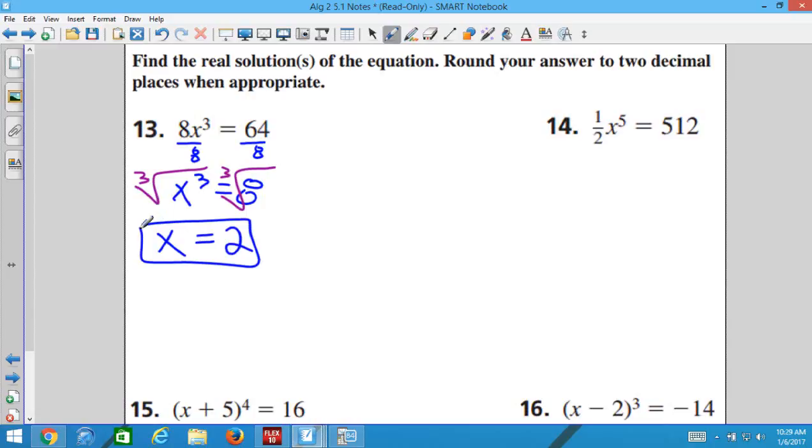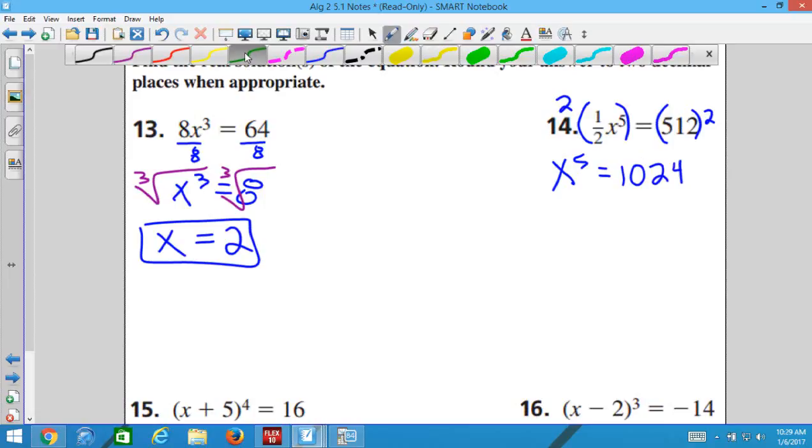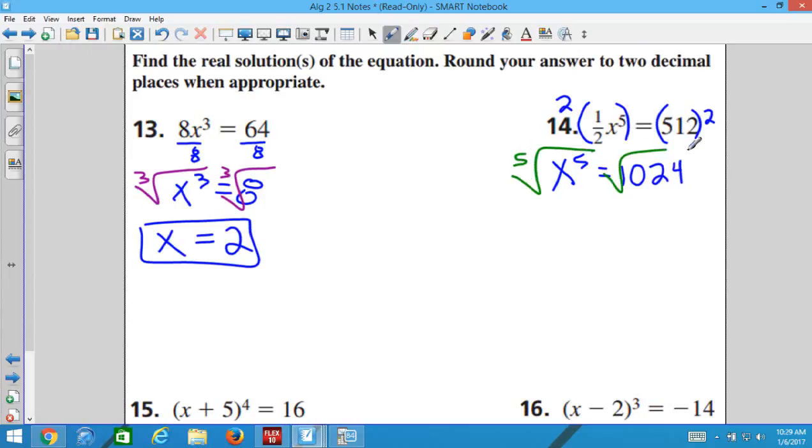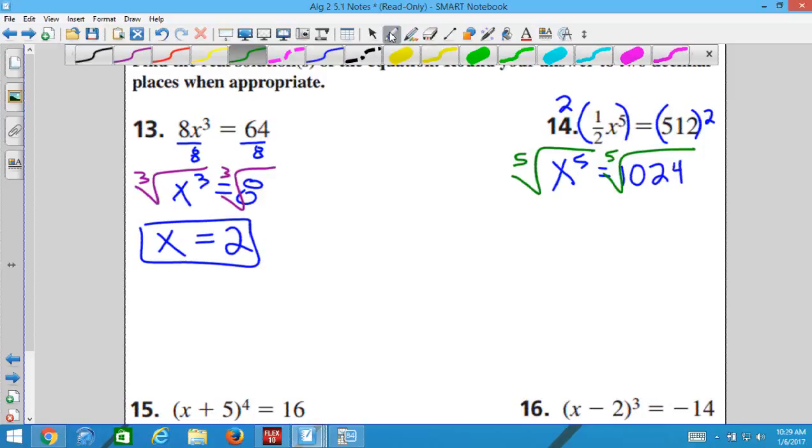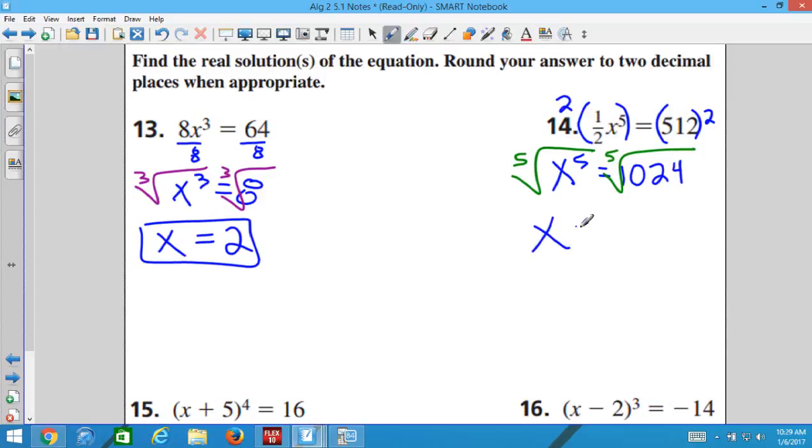For number 14, if there's a fraction, to get rid of that fraction, you multiply by what's in the denominator. So you multiply by 2. And we get x to the 5th equals 1024. I'm going to take the 5th root. And I don't need plus minus because it's an odd root. And I don't have that memorized. It's not in my chart. So I just use the 5th root on my calculator. And it's 4.